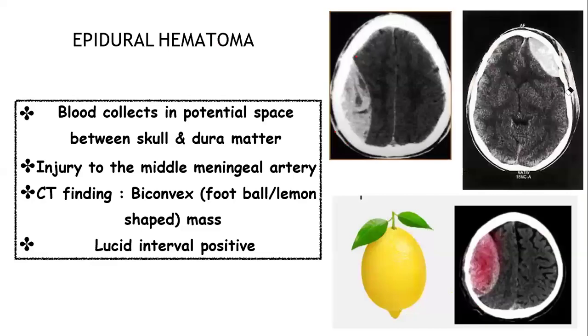Epidural hematoma. Blood collects in the potential space between skull and dura mater. As we have discussed, the skull is a non-expandable rigid cavity. So if the blood is getting accommodated, it is pushing this structure. You can see midline shifting over here.